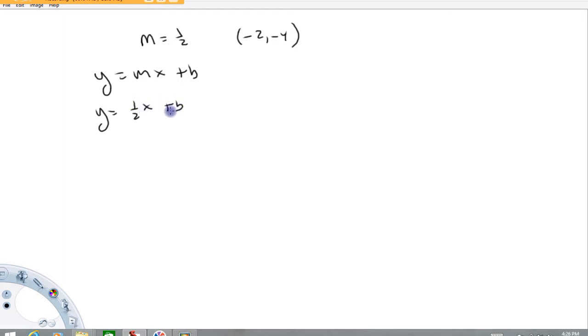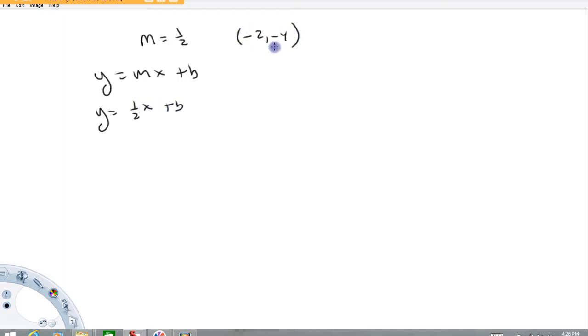Right, example number 2. It says find the equation with the given point and slope. It has a slope of 1/2, and it goes through the point (-2, -4). We'll use both slope-intercept and point-slope form. Slope-intercept: y equals mx plus b. You start by putting our slope in, so this is going to read y equals 1/2 x plus b.